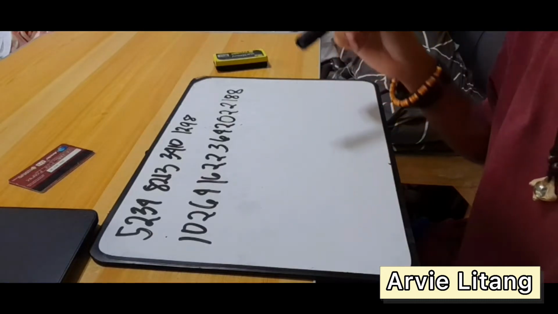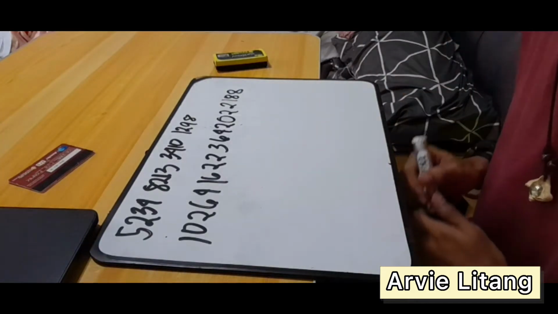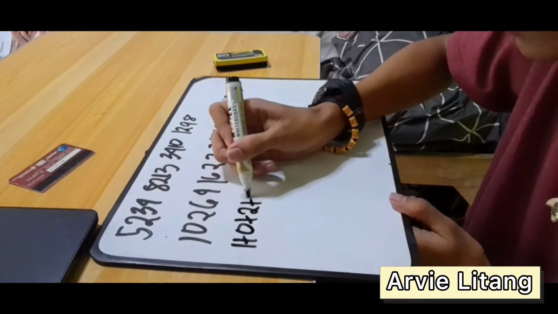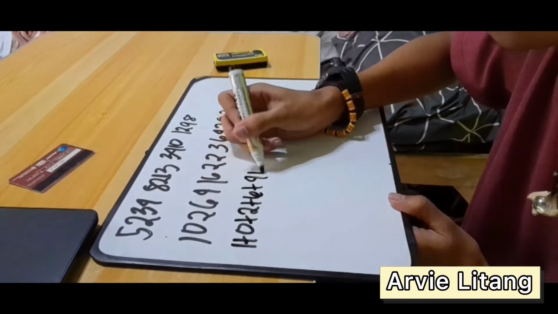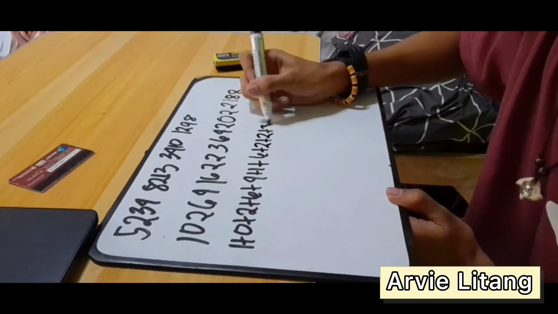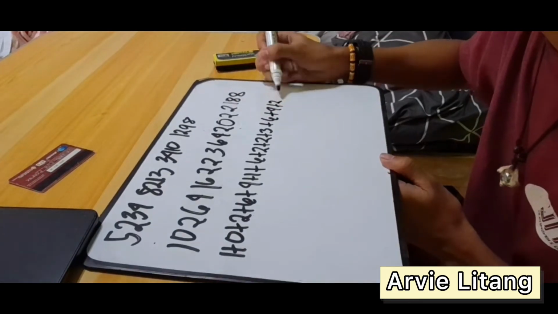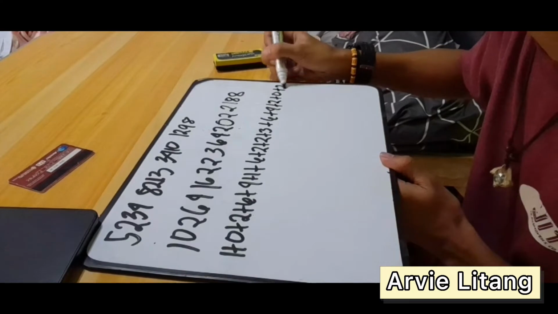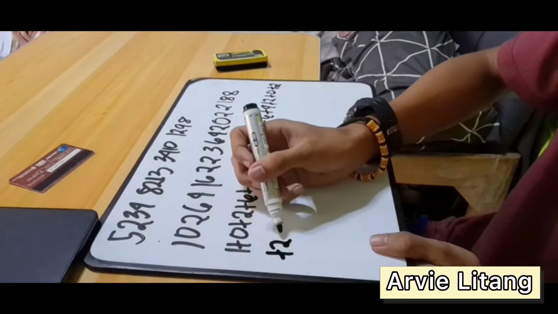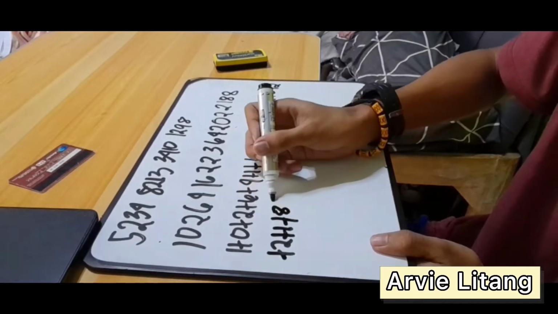So the numbers that are doubled, you have to identify them as single digits. So 1 plus 0 plus 2 plus 6 plus 4 plus 1 plus 6 plus 2 plus 2 plus 3 plus 6 plus 4 plus 2 plus 0 plus 2 plus 2, and then plus 1 plus 8, and then plus 8.